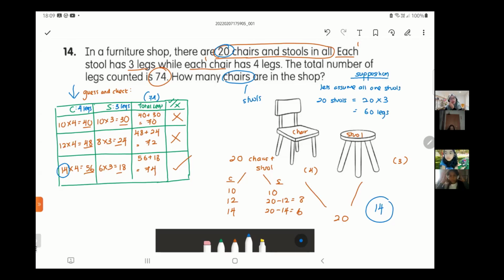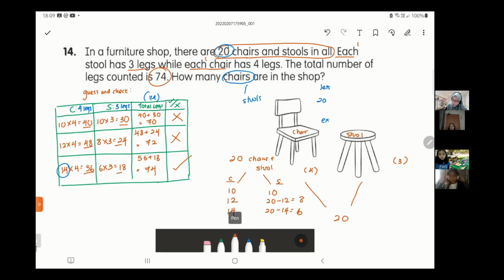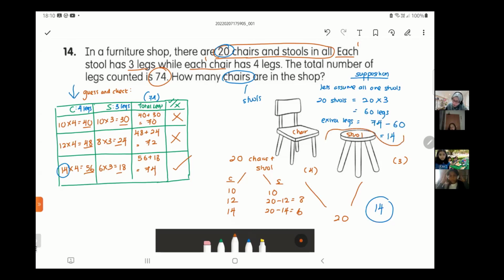So how many legs do they tell us in the question they have? 74, right? So we find the extra legs. The extra legs will be the original legs, 74, minus the 60 stool legs, equals 14. Then we find the difference in number of legs, which means I take my chair's legs minus my stool legs, equals 4 minus 3 equals 1.